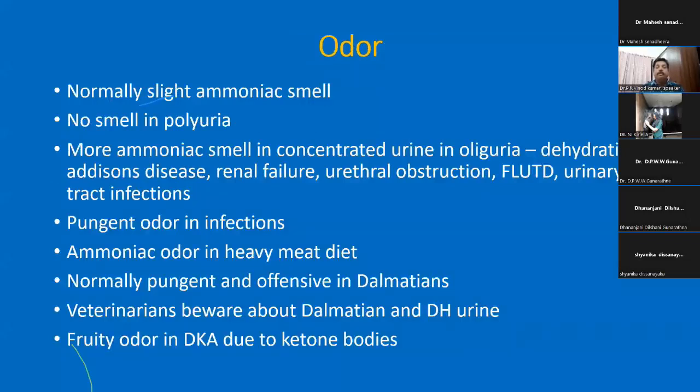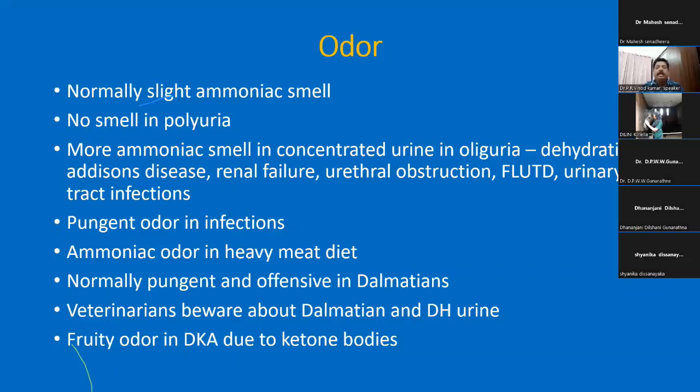Odor of the urine. Who is going to smell the urine? Nobody is going to smell the urine. But when we take the urine, we can find some super offensive ammoniacal smell. Normally, dog urine is slightly ammoniacal, and especially cat urine is highly ammoniacal in nature because the cat is a complete 100% non-vegetarian animal. If there is polyuria, there is no smell at all. There is more ammoniacal smell in concentrated urine and in oliguria.